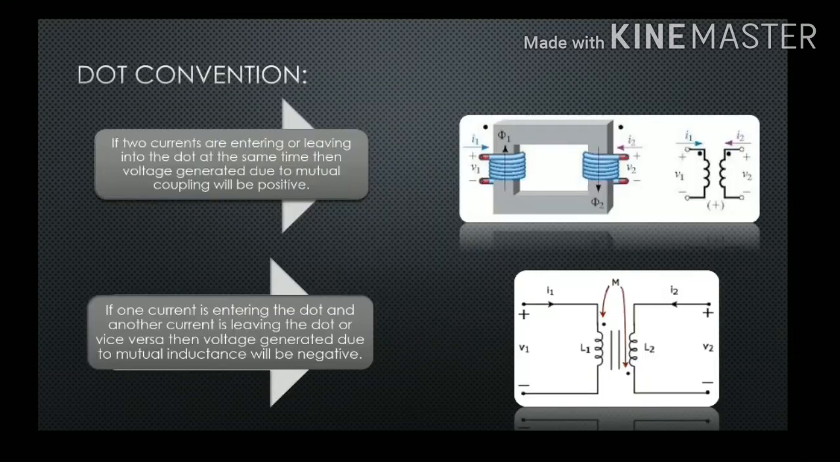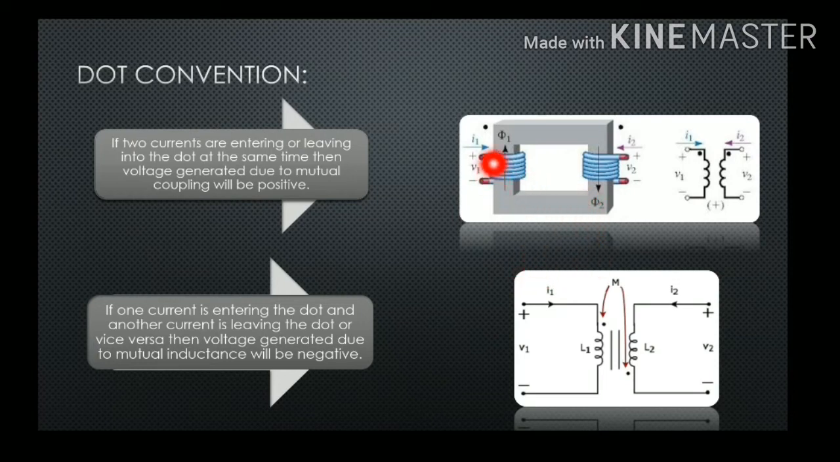Dot convention. If the two currents are entering or leaving into the dot at the same time, then the voltage generated due to the mutual coupling will be positive. If one current is entering the dot and another current is leaving the dot, or vice versa, then the voltage generated due to mutual inductance will be negative.